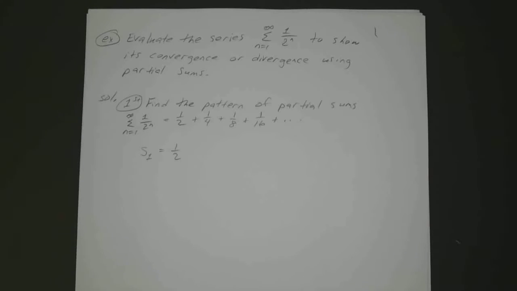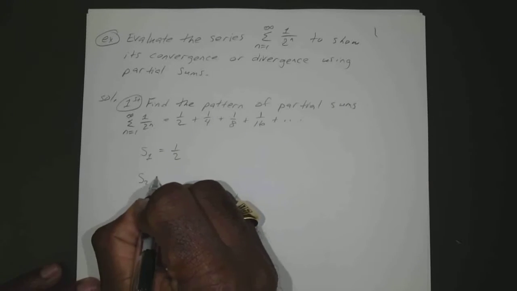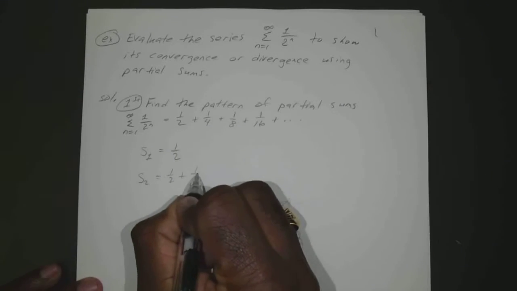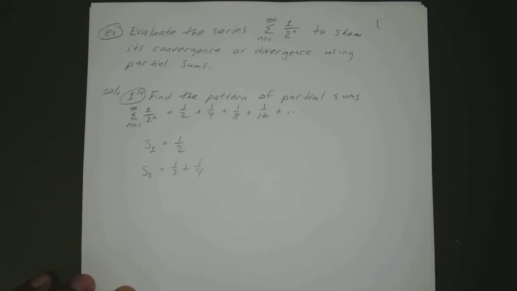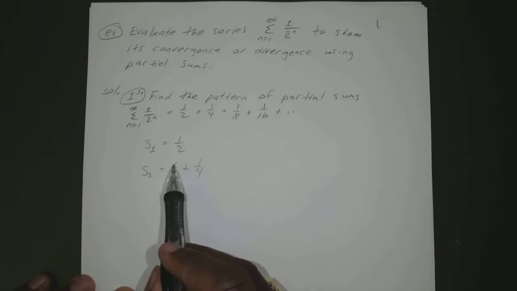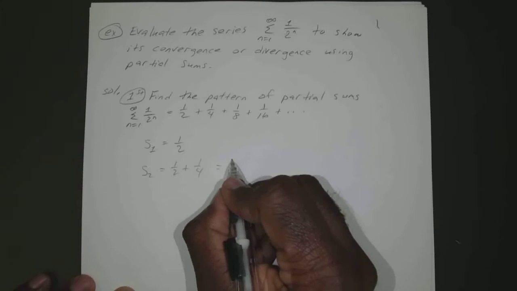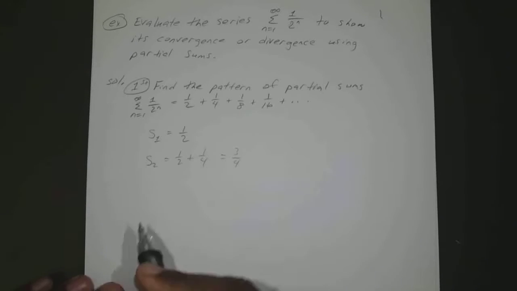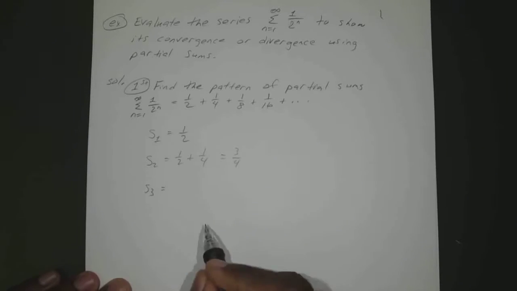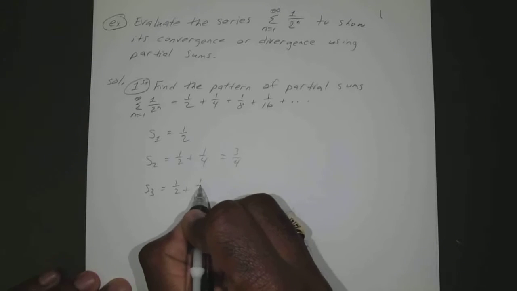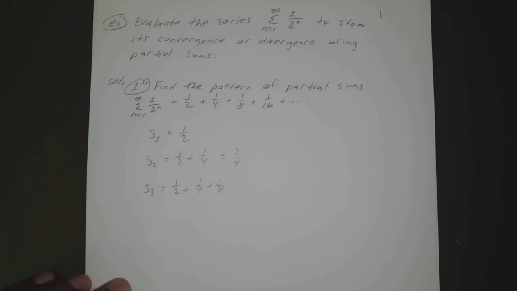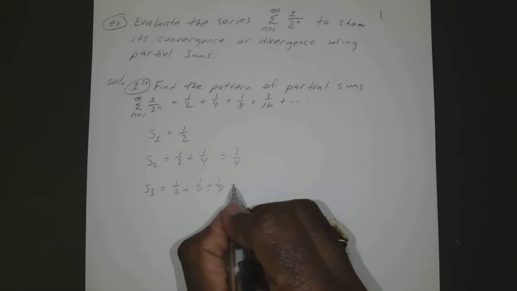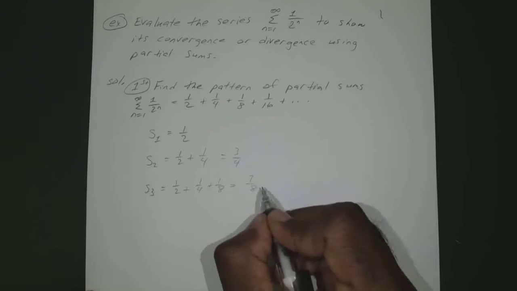Now, our second partial sum will be the sum of our first two terms. So that's 1/2 plus 1/4. So if we made this 2 over 4, that would end up being 3/4. Now, our third partial sum is just 1/2 plus 1/4 plus 1/8. So if we added all those together, getting our common denominator and all that good stuff, it would be 7/8.